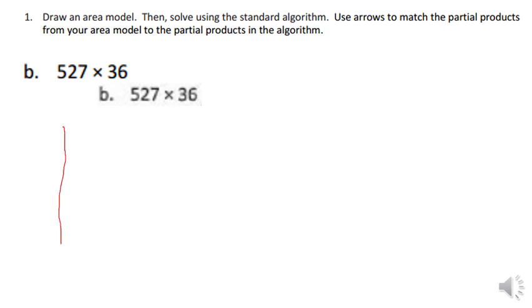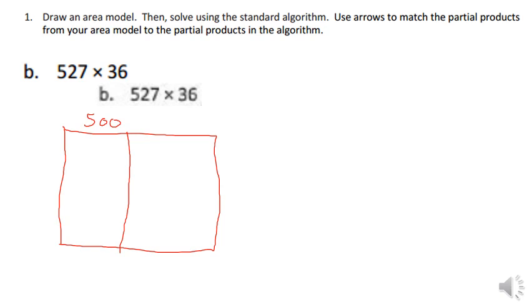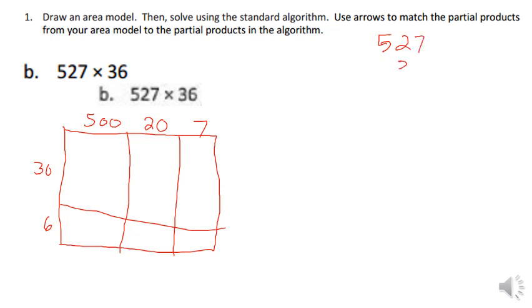Okay, so we're going to go ahead and draw our area model. This time when we do our area model, we're actually going to rename or break the numbers down further. Yesterday when we did it, we were not doing it by place value. Today we are going to do it by place value. So there's 527 times 36. And over here we're going to do our standard algorithm.